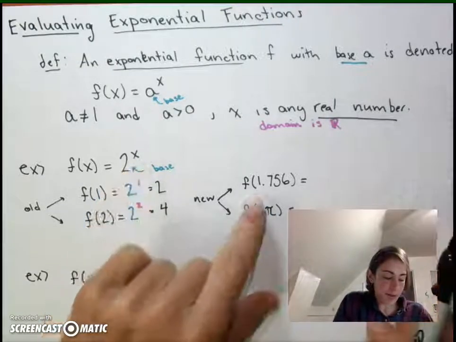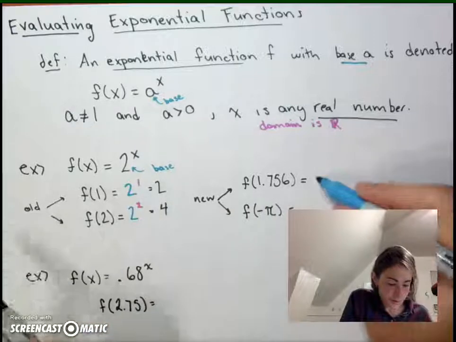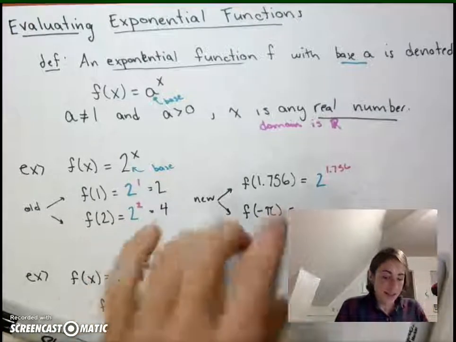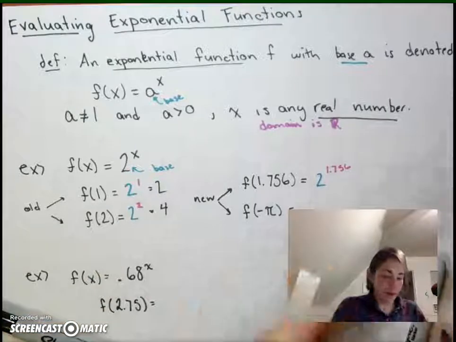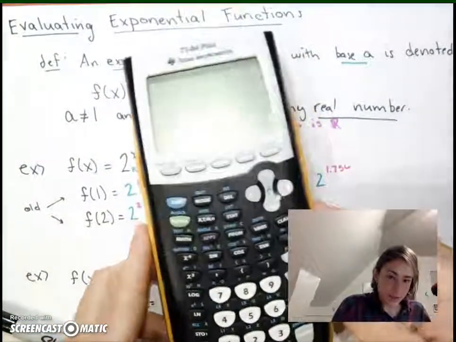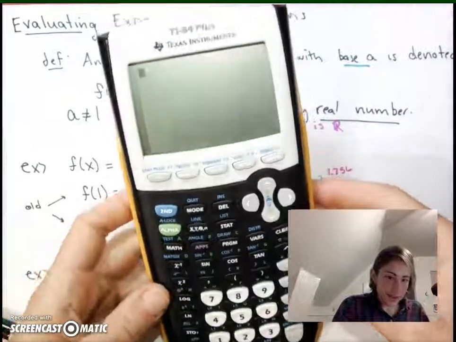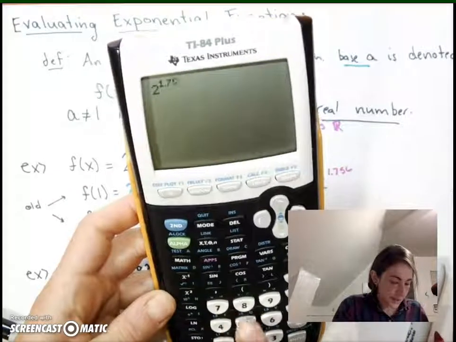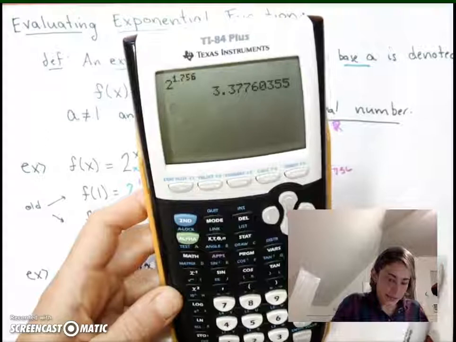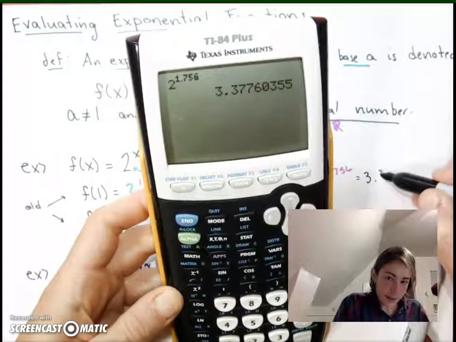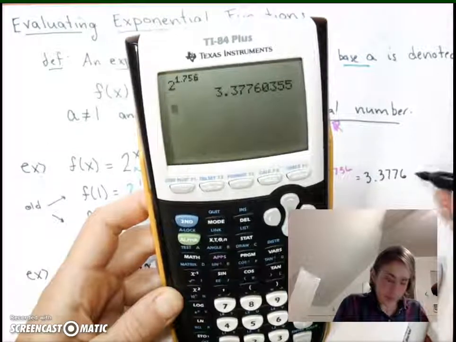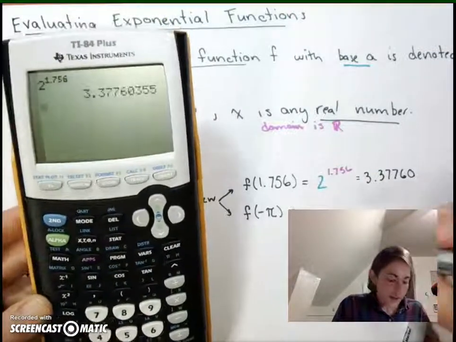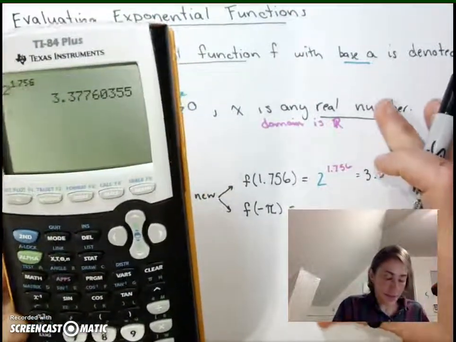What's new is that now we can raise 2 to any power we want. The domain is all real numbers, so I can do 2 raised to the 1.756. Now I can't really do this one in my head like I could before, but as soon as I have a calculator, I can suddenly evaluate this. So I'll do 2 raised to the 1.756, and what do we get? 3.3776, and we'll stop there.